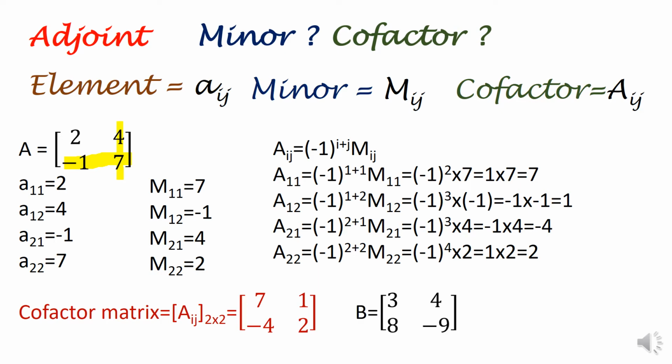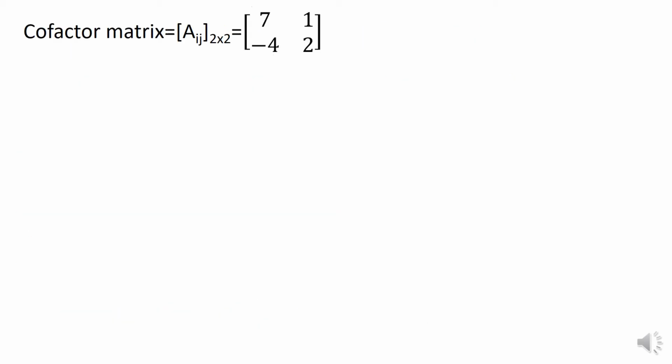Now I have given you this matrix. Find out the minors and cofactors of the matrix. Check whether your answer for the cofactor matrix comes out as this. So we got a cofactor matrix, which is Aij, a 2 by 2 matrix.